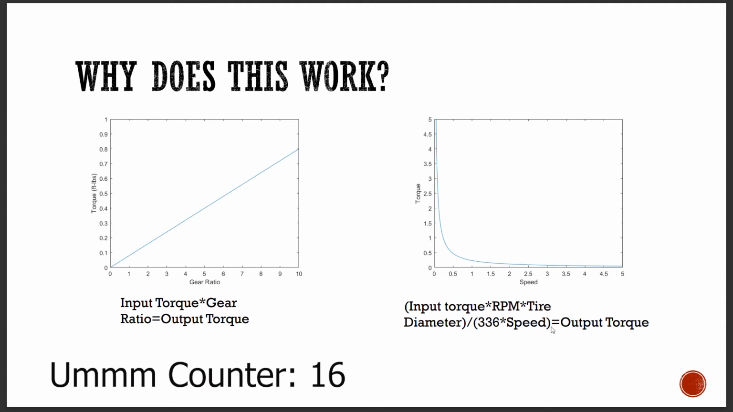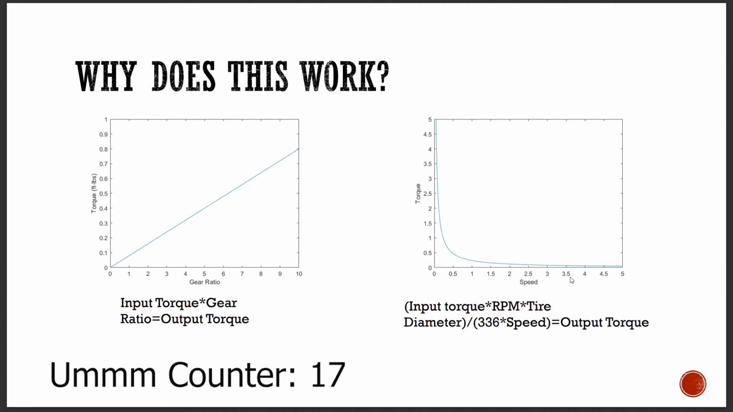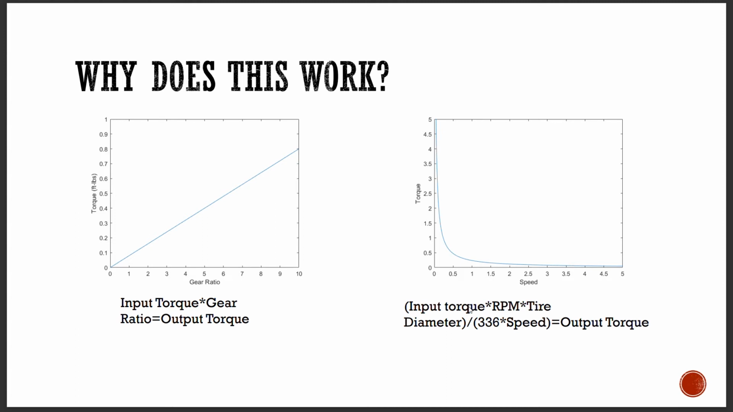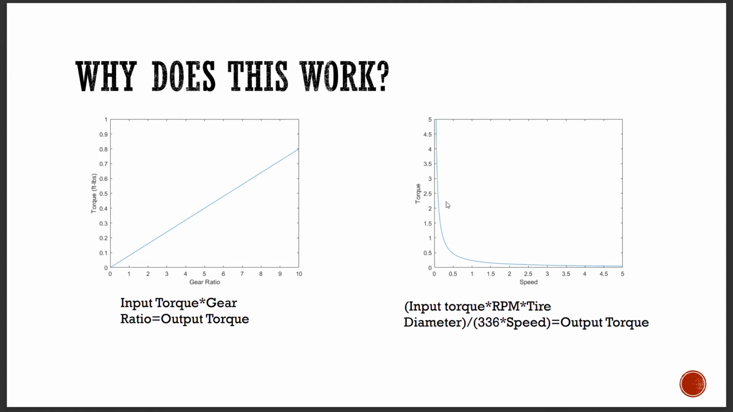we get this equation down here below where it's input torque times RPM times tire diameter, and all of that's going to be divided by 336 multiplied by the speed, which is equal to our output torque. So in this case, when our speed changes from a lower speed to a higher speed, we need less of an output torque at the wheels. Given our input torque is constant, given our electric motor runs at 1 speed, 1 torque, etc. And remember how I said that the differentials follow the path of least resistance?